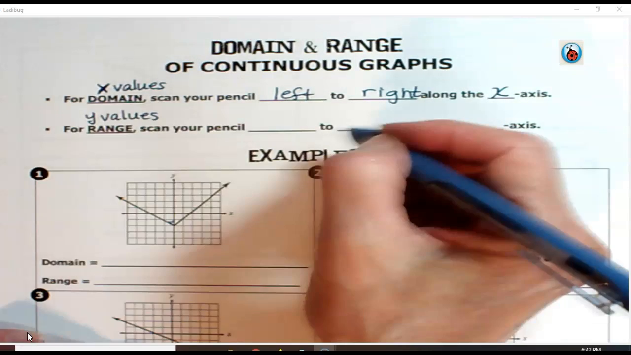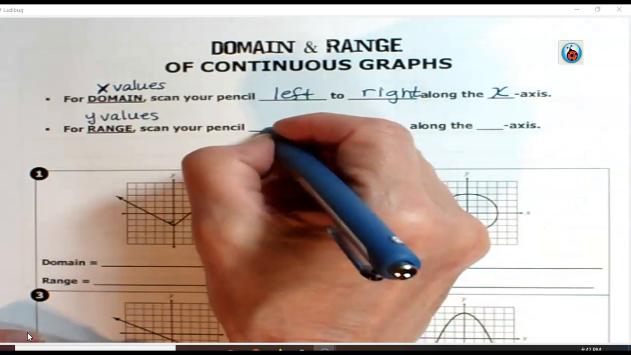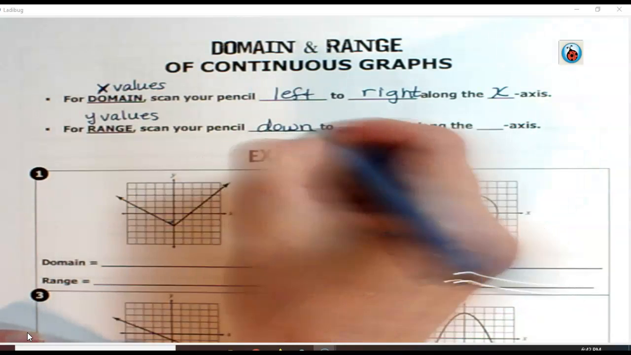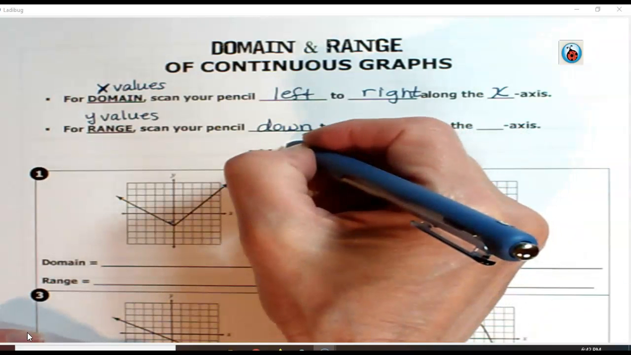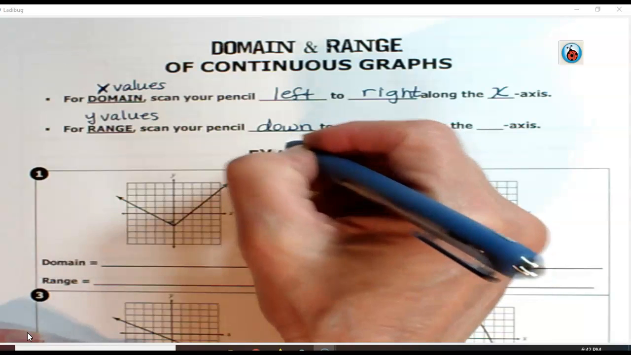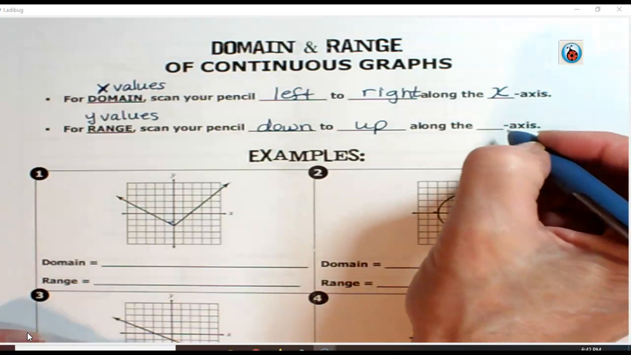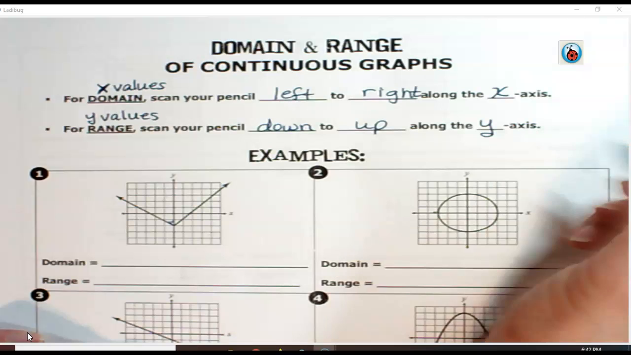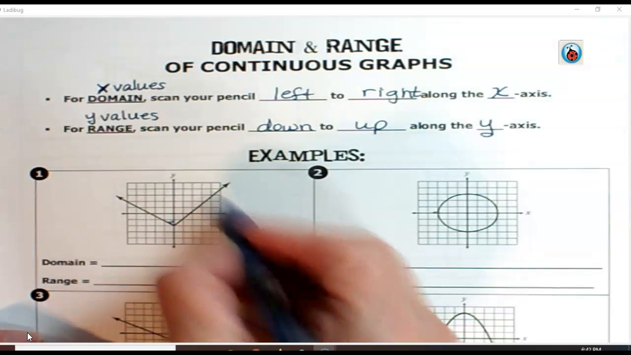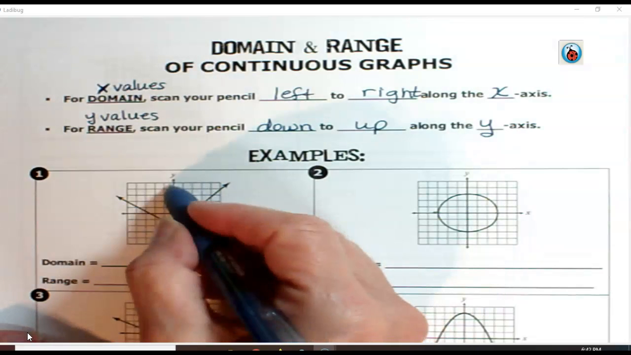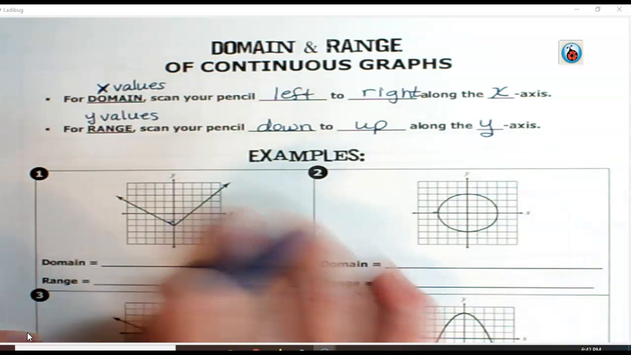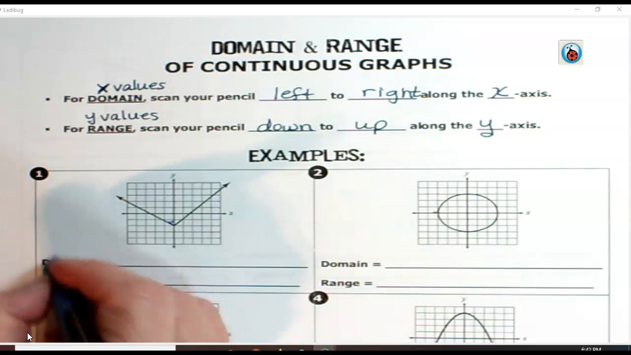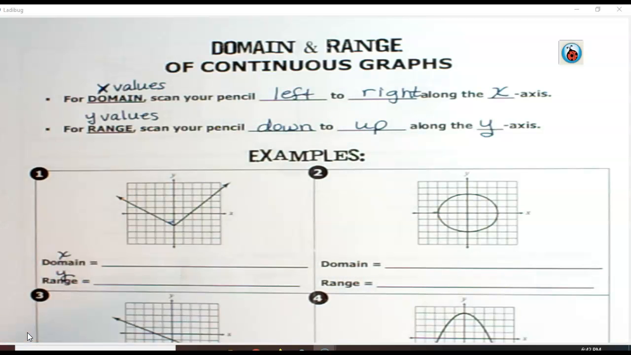Okay, your range, or your y values, they move down and up. I put down first because that's your lowest number. Remember, with intervals, your lowest number is always to the left. And they move along your y-axis. Here's your x-axis, here's your y. Your y is your vertical, your x is your horizontal. Okay, so now what do we do? Well, domain is x, range is y. All right, so I'm going to look at this.